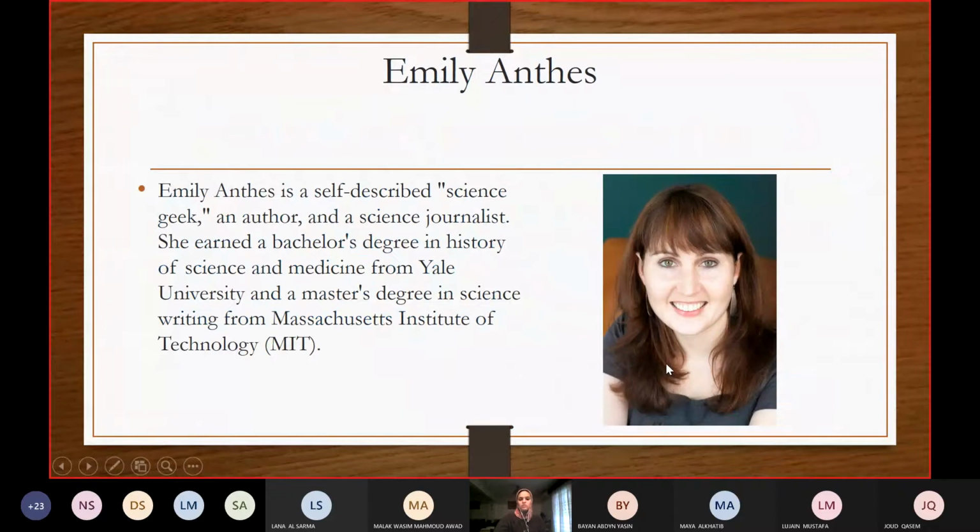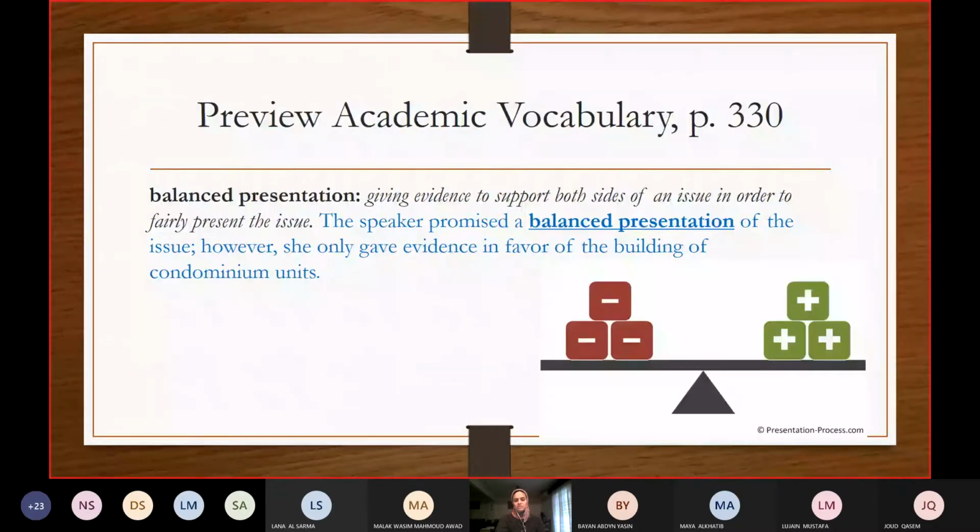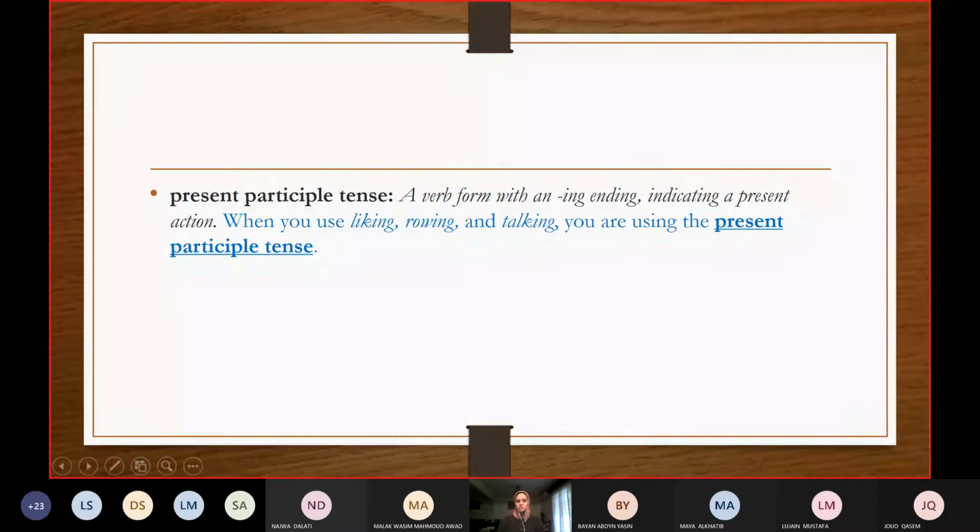Okay, girls, before we start our topic, we review the academic vocabulary. Number one is what, girls? Balance presentation. Yes, Najwa, what is a balance presentation? When you give evidence, you balance the issue on the two sides. Yes, thank you. Then present participle tense. Noor Abdelkarim, what is present participle tense? It is a verb that ends with -ing, and it indicates a present action, something happening now. Yes.